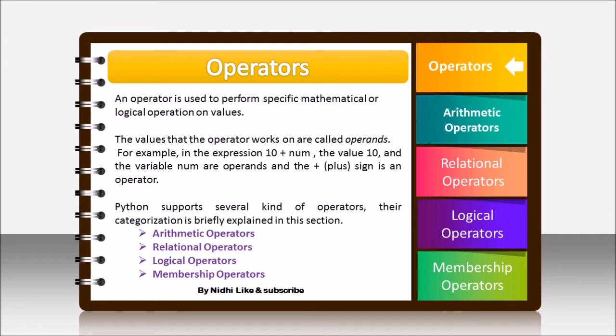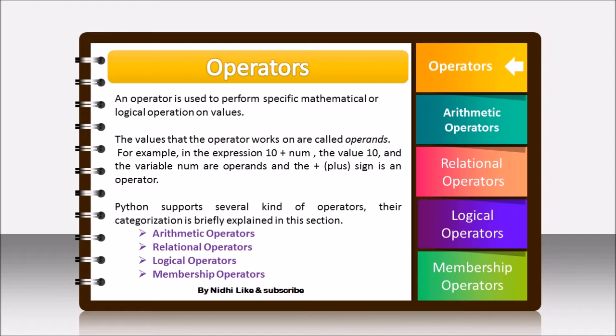So see here, the values that the operator works on are called operands. An example is taken here, that is an expression 10 plus num. This whole thing, 10 plus num, is known as an expression that is having two values: one is a constant value and one is a variable. So 10 and num are known as operands, and this plus symbol is known as the operator. So in an expression we are having operands and operators. Operator means that symbol and operands means the values.